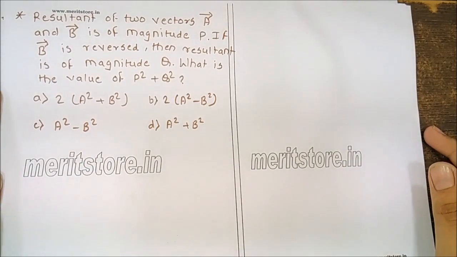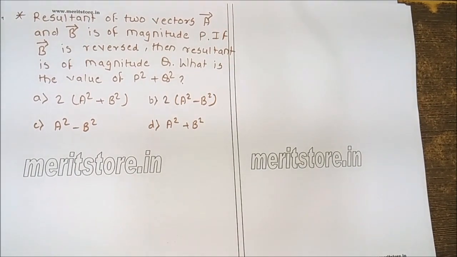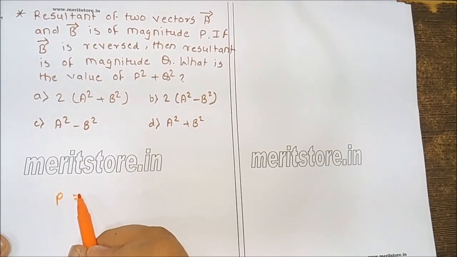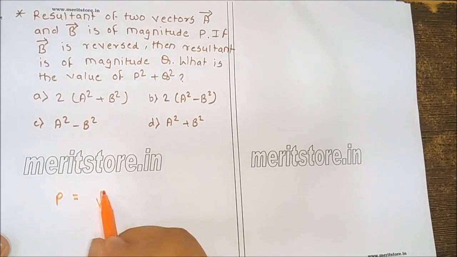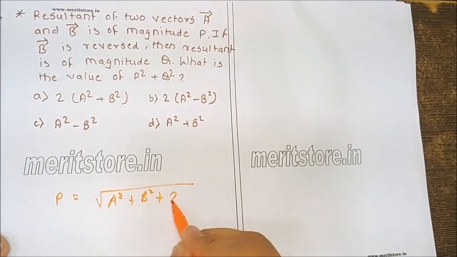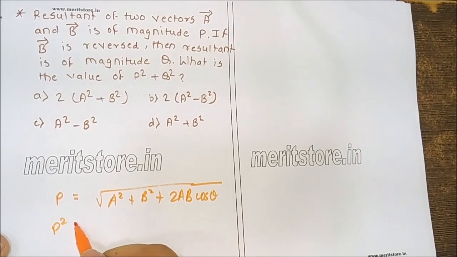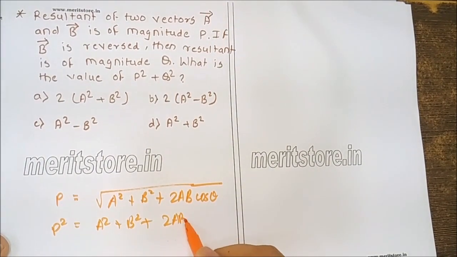The resultant of two vectors A and B is of magnitude P. If B is reversed, then the resultant is of magnitude Q. What is the value of P squared plus Q squared? So we know, according to the formula, theta is the angle between A and B. Then the resultant P is given by square root of A squared plus B squared plus 2AB cos theta. P squared is equal to A squared plus B squared plus 2AB cos theta.